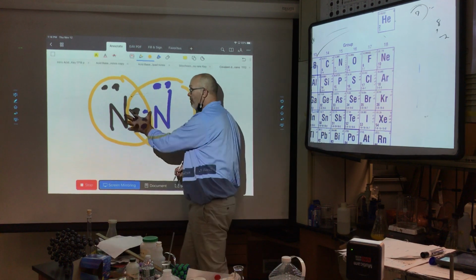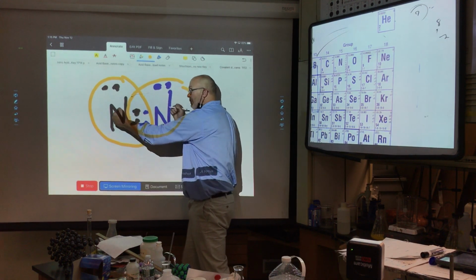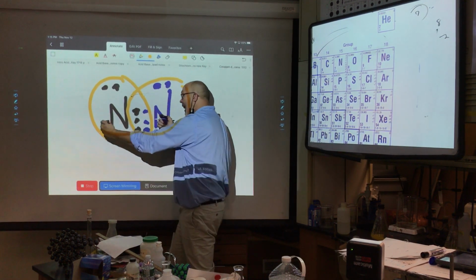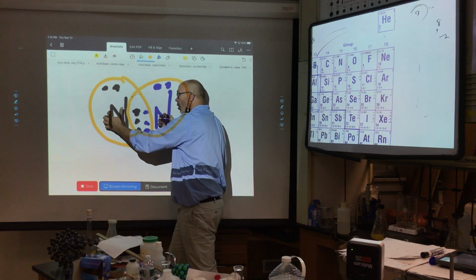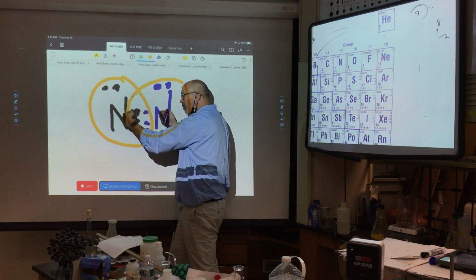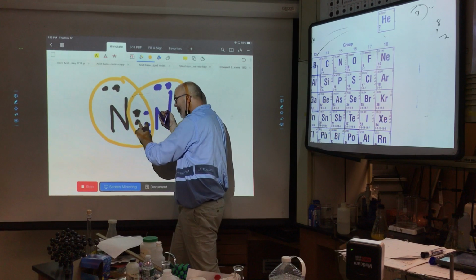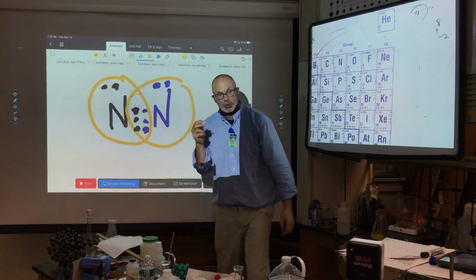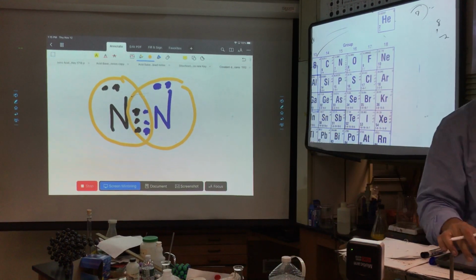So by pulling on these simultaneously, what's a bond? These highly attractive nuclei are pulling on these electrons. That's what creates the bond. And the more negatives in between them, the stronger the bond. There's 3 bonds there. So nitrogen.